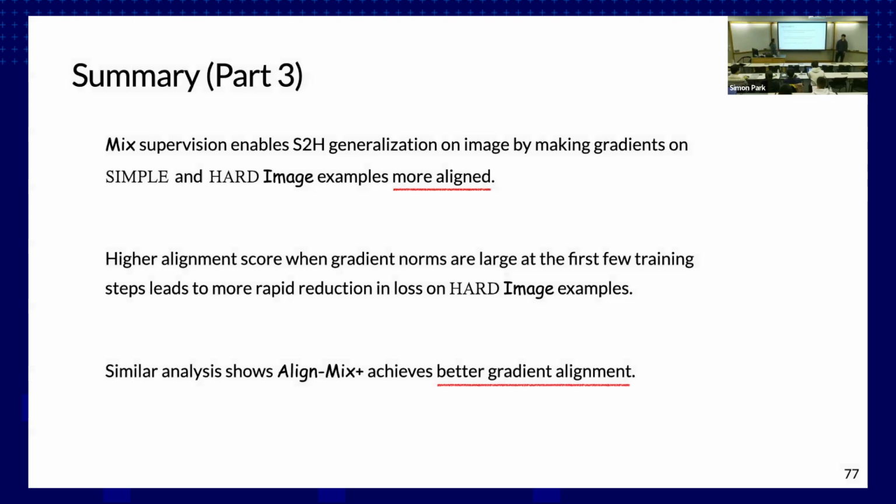So a summary of this part is that mixed supervision can enable generalization on images because it makes the gradients on simple and hard image examples more aligned. And higher alignment scores when the gradient norms are large usually lead to a more rapid drop in the loss on hard image examples. And similar analysis holds for the two-phase training, which we have already demonstrated has better performance, and it can achieve better gradient alignment.